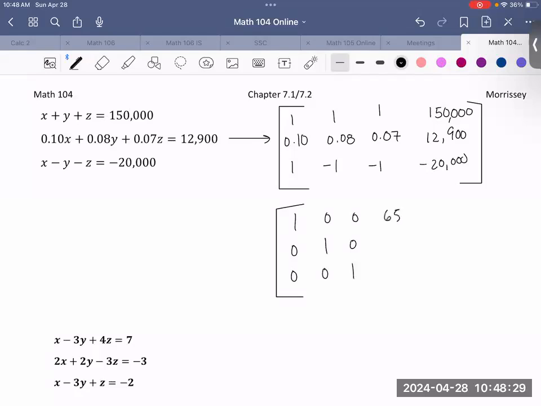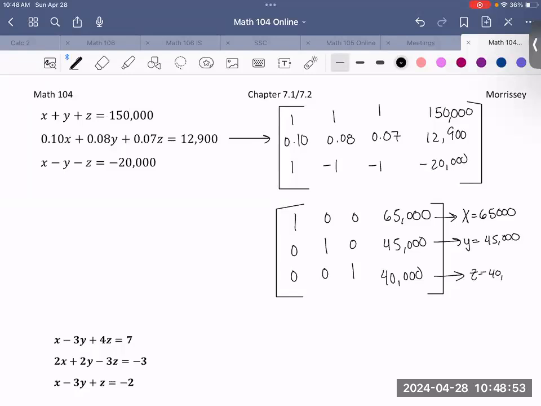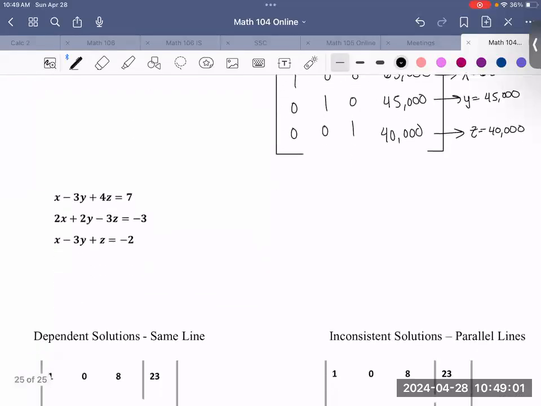Then we had 65. So if that's what came out, we have X is equal to 65,000. Y is equal to 45,000. And Z is equal to 40,000. All right, now if you haven't paused the video yet, definitely do so. I'm just going to give you the answer for you to double check. 1, 2, and 3.